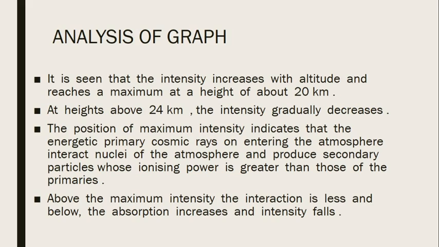The intensity increases with altitude and reaches a maximum at a height of about 20 km. And at heights above 24 km, the intensity gradually decreases. The position of maximum intensity indicates that the energetic primary cosmic rays on entering the atmosphere interact with the nuclei of the atmosphere and produce secondary particles whose ionizing power is greater than that of the primary particles. Above the maximum intensity, the interaction is less, and so the intensity of cosmic rays decreases.